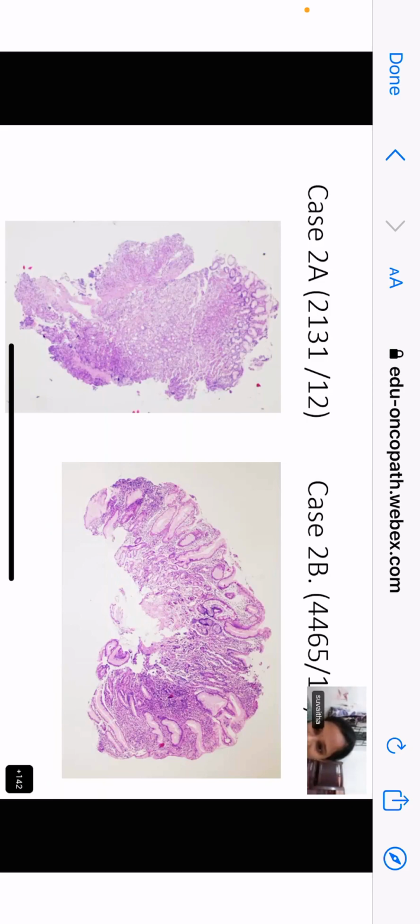Anybody who wants to help her, Dia? No. What about you, Vimi? And including the lamina propria. Excuse me. Can anybody see this? Shweta? Yes, ma'am. Intestinal metaplasia, ma'am.